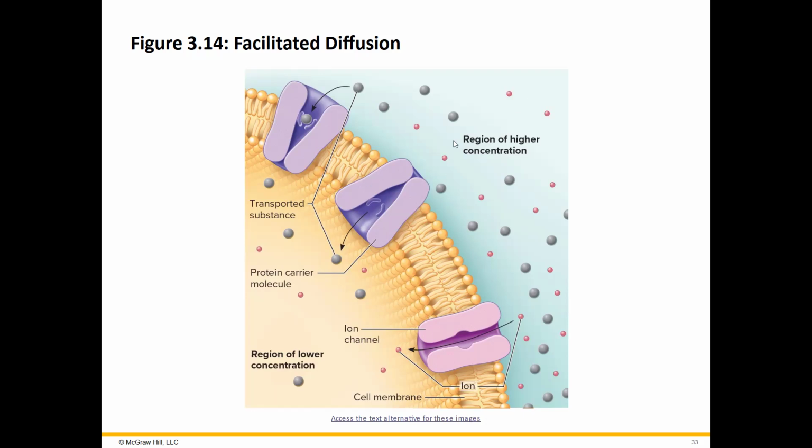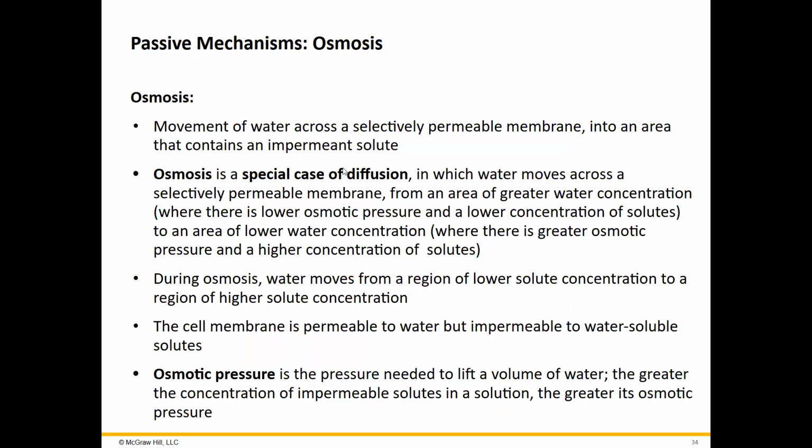Same rules, high gradient to low gradient is what's going to lead it. But it can't freely travel, so it's not simple. It needs the help of these embedded proteins. It's facilitated.